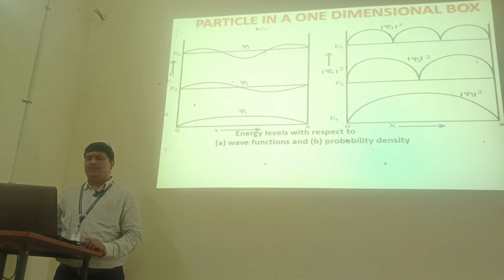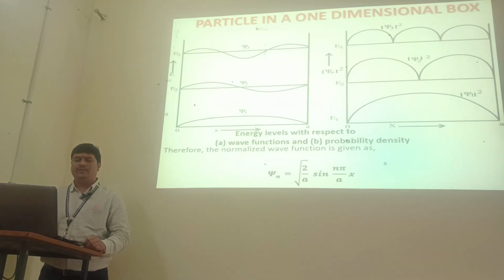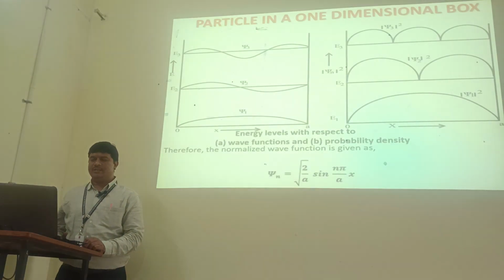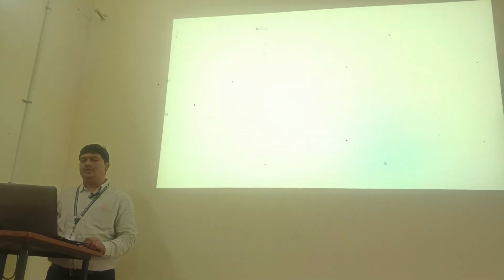wave function conditions. Then the wave function is shown in the figure. So psi n equal to square root of 2 by a into sine n pi x by a. We get the particle wave function. Then the diagram is shown in the figure.